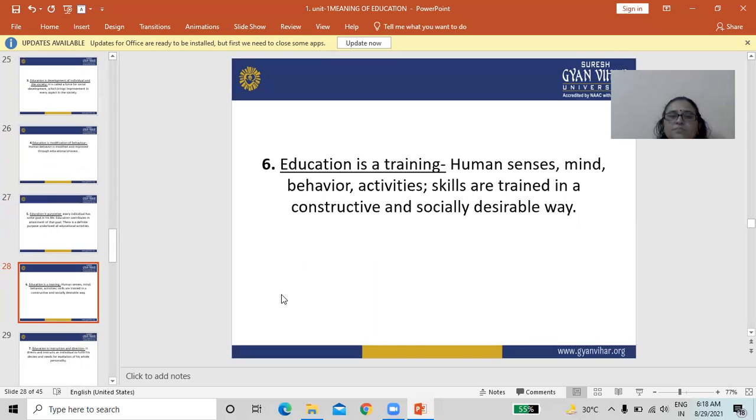Education is a training. Human senses, mind, behavior, activities, and skills are trained in a constructive and socially desirable way.